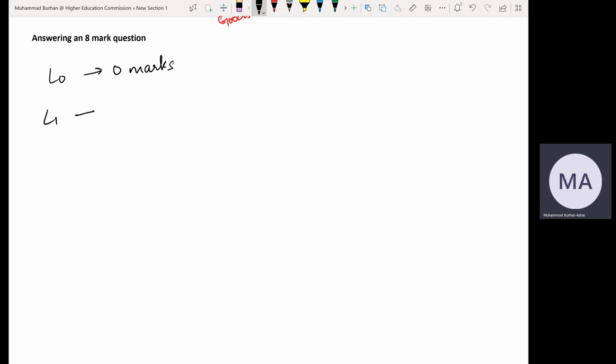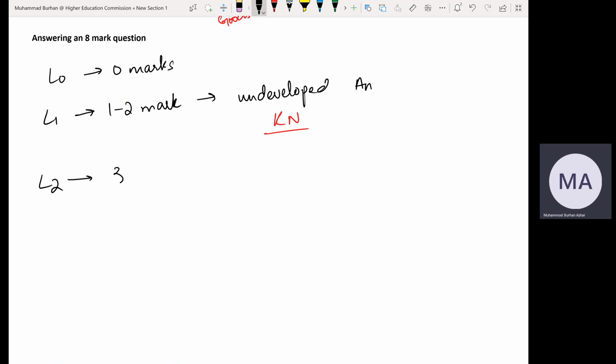Then we have level 1 marking, which is 1 to 2 marks. 1 to 2 marks is basically under undeveloped analysis. Undeveloped analysis means that you have only given knowledge points. Okay? After that, if you only give knowledge points, you will only state the reasons, you will only end up with 2 marks out of 8. That is the maximum, you can get less also. After that we have level 2 marking, which is basically 3 to 5 marks.